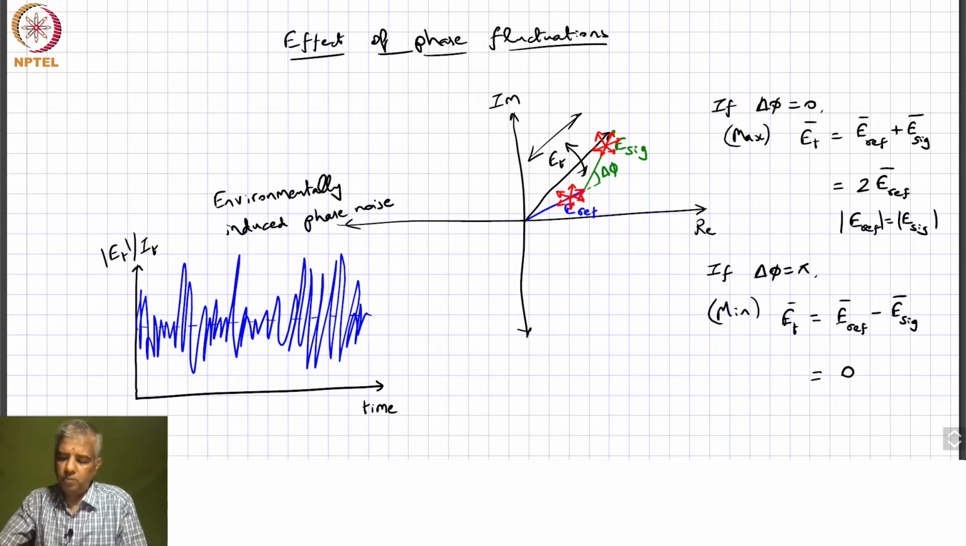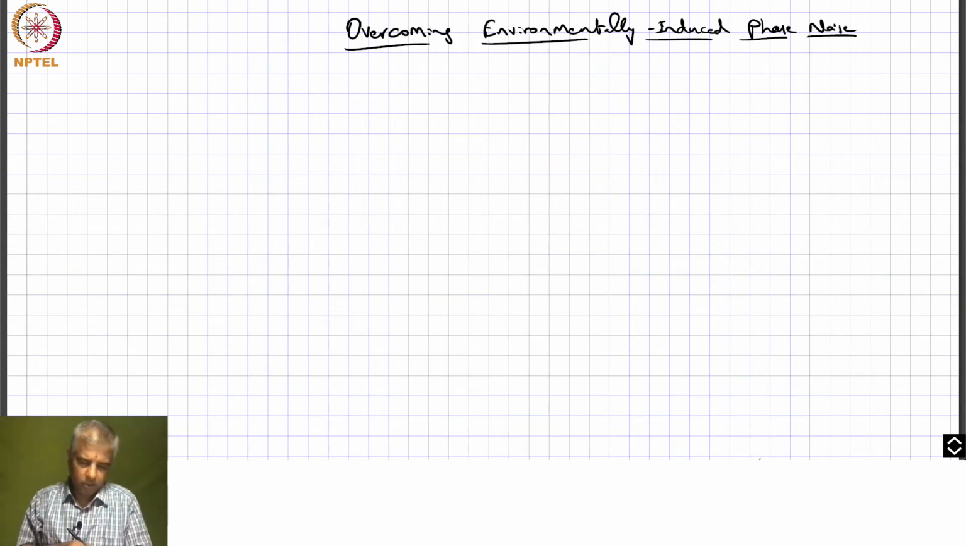So, we looked at the case where you are trying to extract a signal, say with a field of E sig, but that is typically corrupted by noise. Now the question is how do you extract that signal from that noise, right. So, that is what we are going to be looking at, overcoming environmentally induced phase noise.